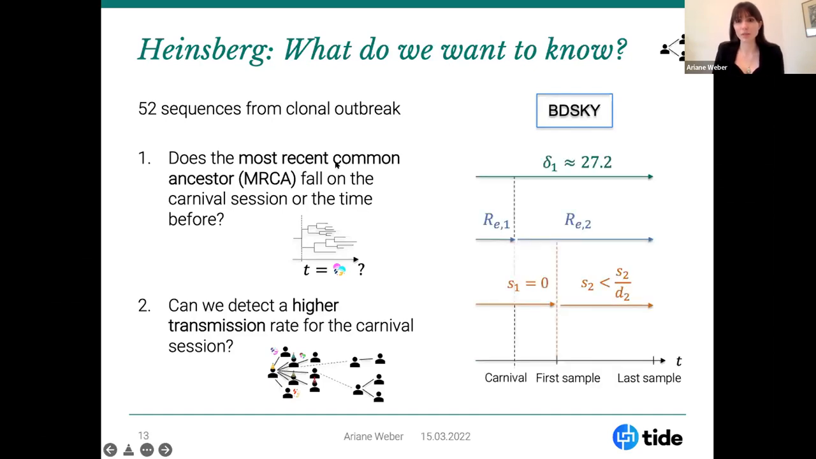So to do this, we set up the VD-Sky analysis like this. We have one interval for the recovery rate, which we heavily constrain to correspond to a period of infectiousness of 13.5 days. We have 2 intervals for the effective reproductive number, where the first interval ends just directly after the carnival session, so it just about includes the carnival session. And then the second interval spans the rest of the time that is covered by the tree. For the sampling proportion, we also have 2 intervals. The first one where we set it to 0 before the first sample, and the second one where we heavily constrain it to be smaller than the ratio of sampled versus diagnosed cases in the area.